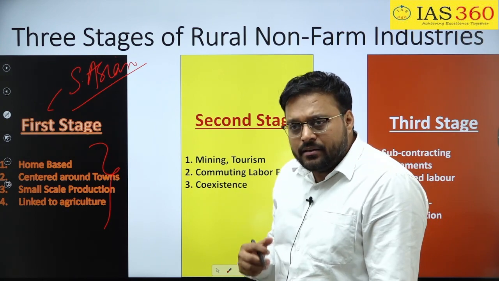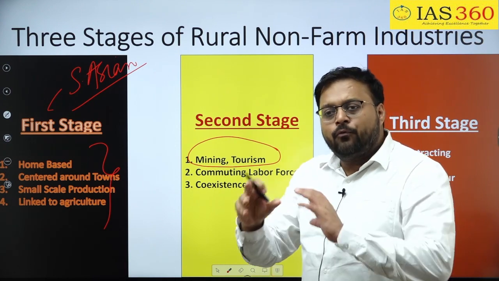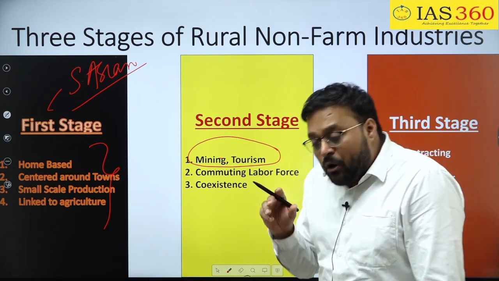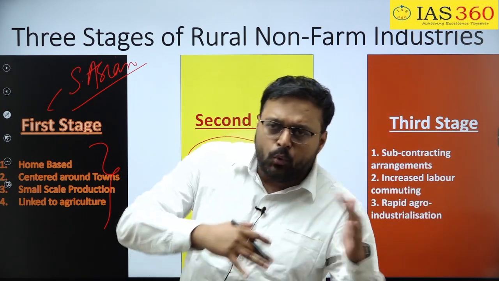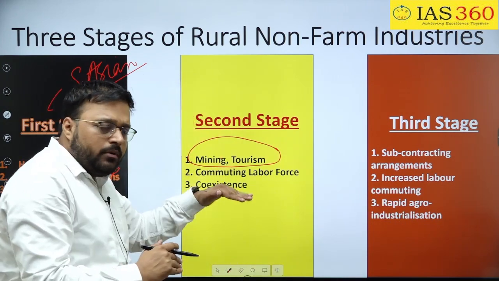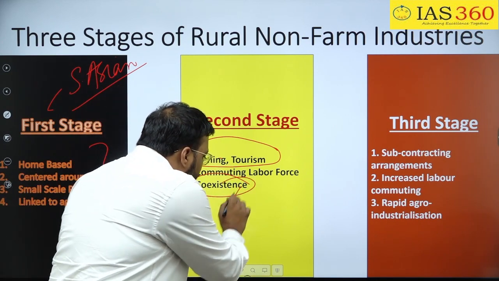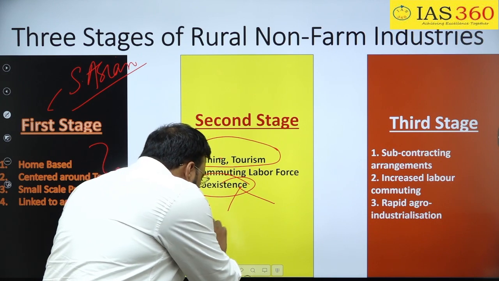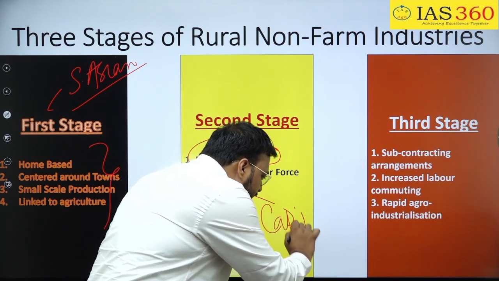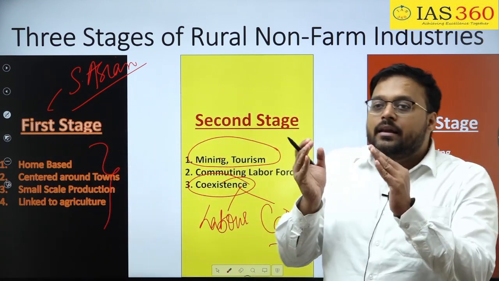Now, in the second stage, what will happen? The very first thing is that along with agriculture, you will find a mix of different activities like mining and tourism. The people are also moving from rural to urban and urban to rural areas, and everything has improved compared with the first stage. You will find labor intensive, small scale industries and also capital intensive industry. However, the number of capital intensive industries is very small.